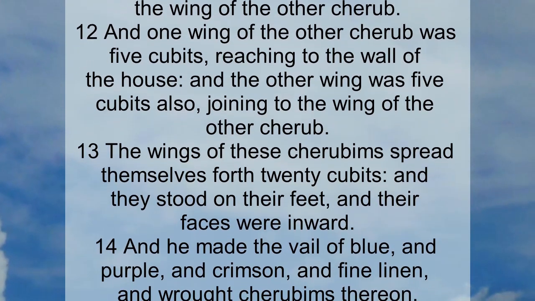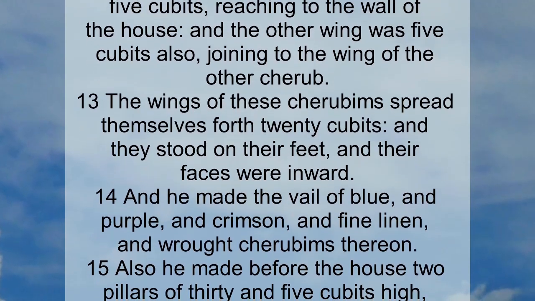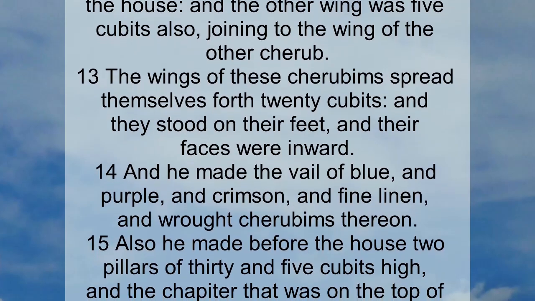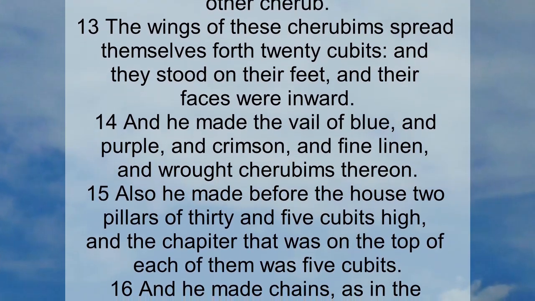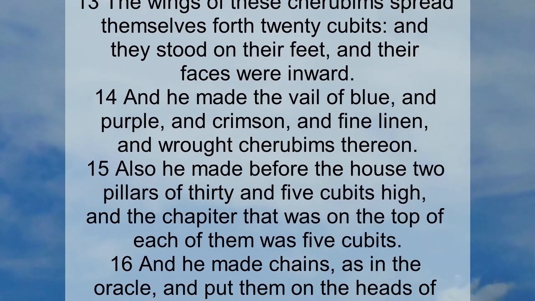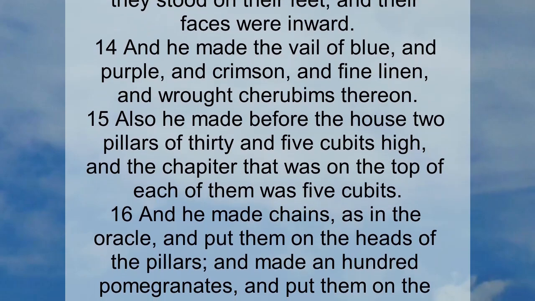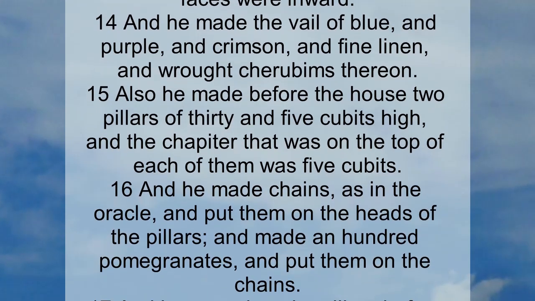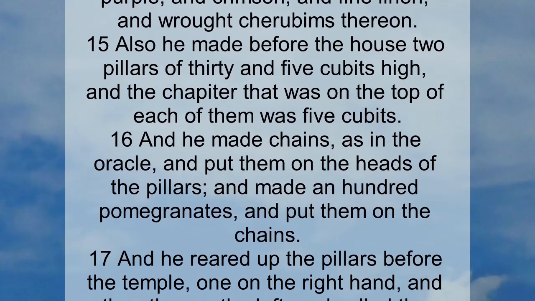The wings of these cherubim spread themselves forth 20 cubits, and they stood on their feet, and their faces were inward. And he made the veil of blue, and purple, and crimson, and fine linen, and wrought cherubims thereon. Also he made before the house 2 pillars of 30 and 5 cubits high, and the chapiter that was on the top of each of them was 5 cubits.